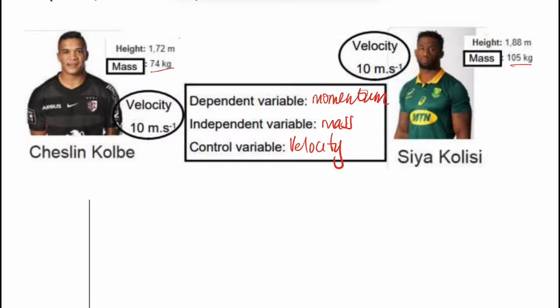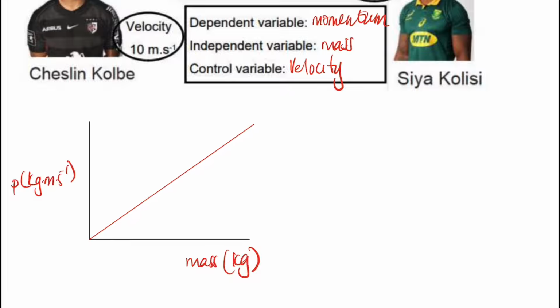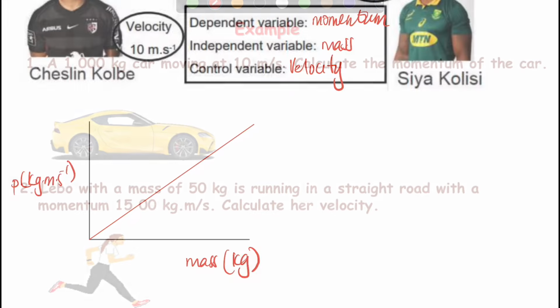Momentum depends on the mass in this case. So graphically, here we have the momentum, and I should put the units there. And here we're going to have the mass. The mass is in kilograms, and the graph is a straight line. Zero mass, zero momentum, and while the speed is constant, it will be a graph like this. It's a straight line, just like the previous one.